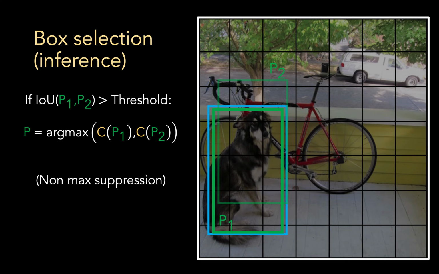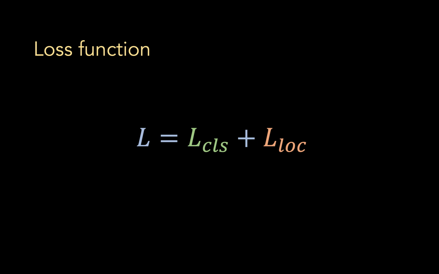So, now that we know how all of the box parameters are calculated, let's see how they are used in the loss function. Now, the total loss function is basically just a sum of two terms, the object class loss, which operates on the class probabilities, and the localization loss, which operates on the bounding box parameters.